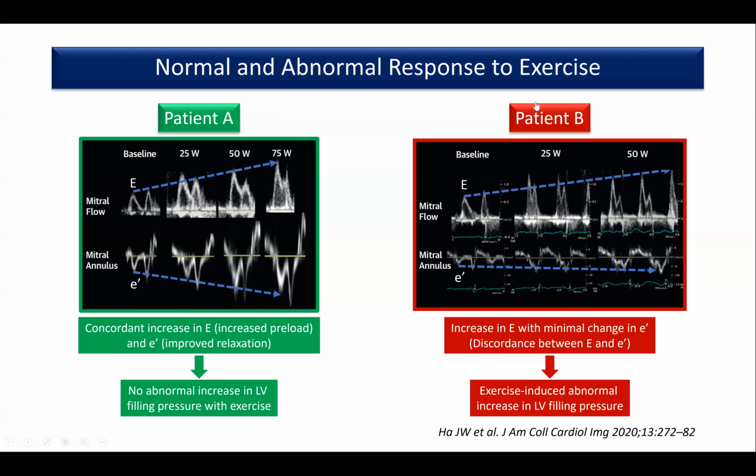Let's look at the patient with HFpEF, patient B. You see the E velocity goes up with exercise as expected because you increase preload.